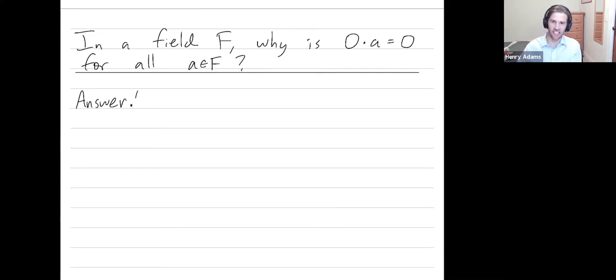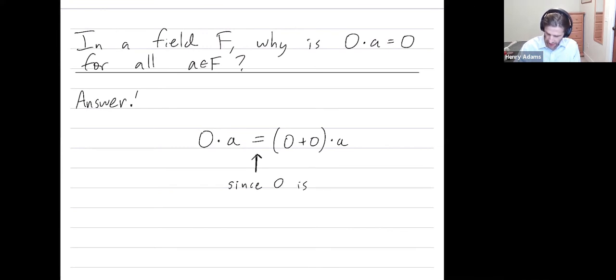So let's think about this. We're looking at 0 times A. Pretty much all we know about 0 is it's the additive identity. So anything combined with 0 under addition is that thing. So one way to write 0 is just 0 plus 0. Okay, so this step here is, since 0 is the additive identity.